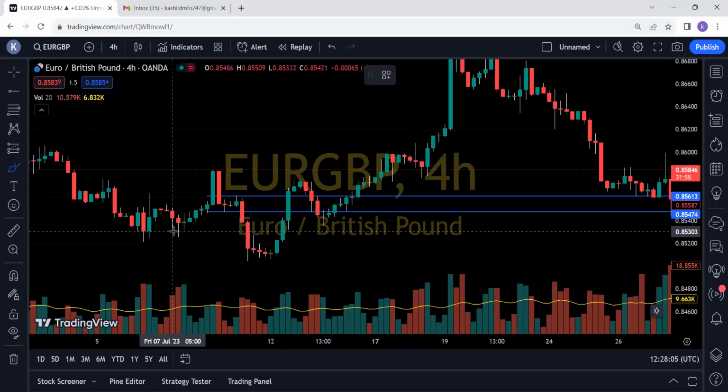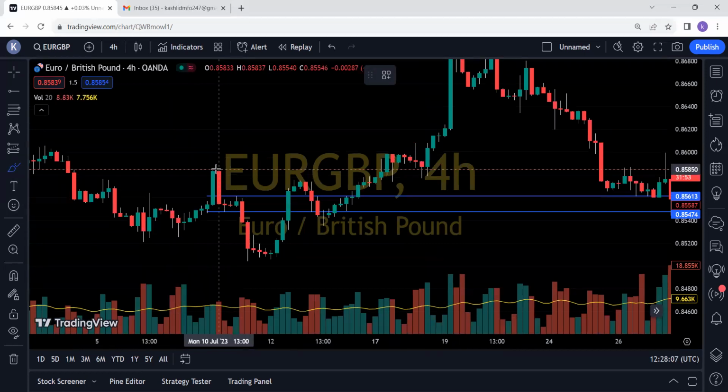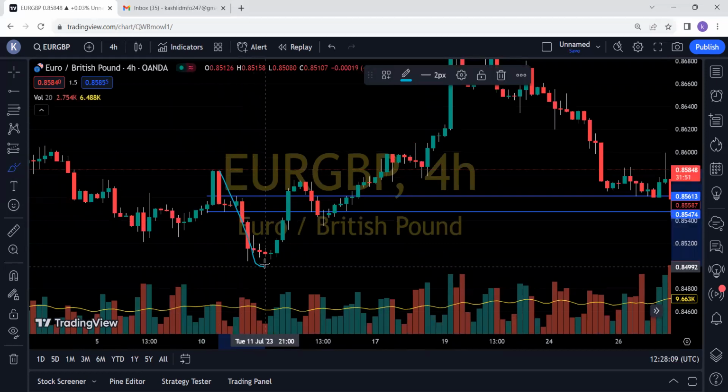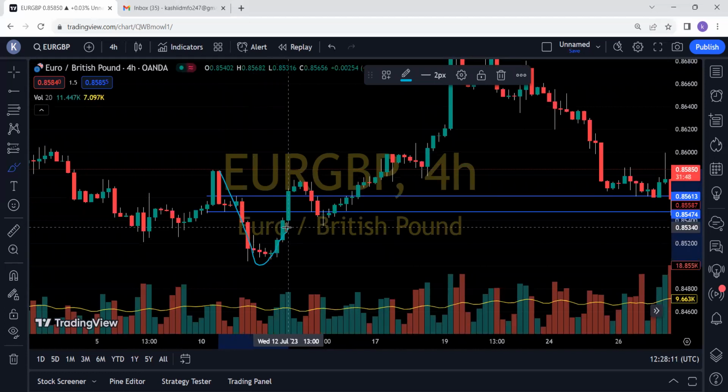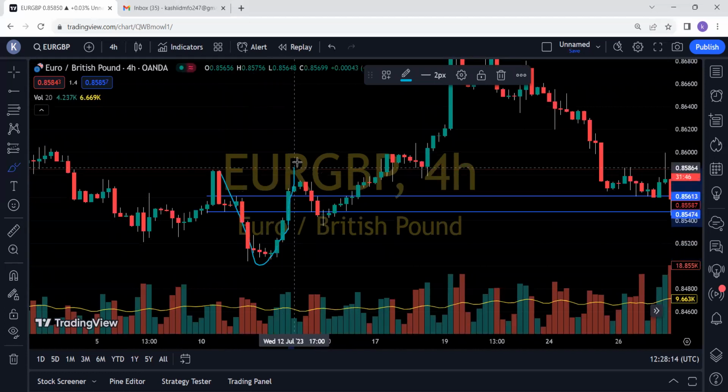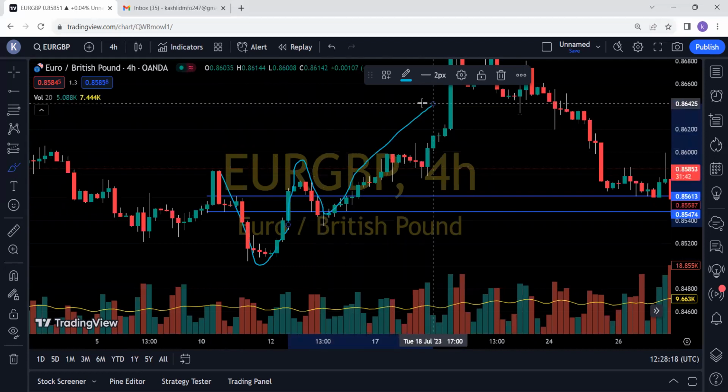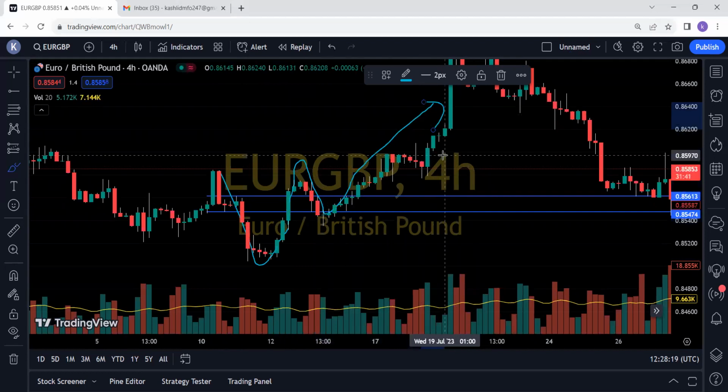Price is in a downtrend here. Price forms a higher high here. Price breaks beyond this place. Price comes back to check here. Then price moves up, and that's the bullish mitigation block.